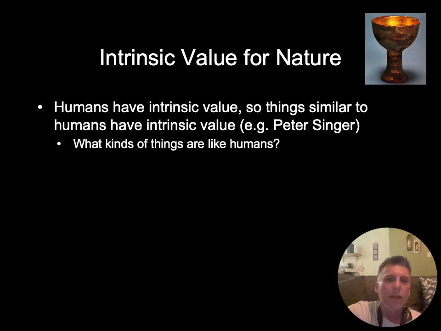So, for example, this idea that we're expanding our realm of what has value beyond humans. So we say, okay, what is it about humans that gives them intrinsic value? Peter Singer would argue that it's the idea of sentience, the idea that they can feel pain. So if we can come up with other animals that feel pain, then that's our cutoff, and those are the things that we hold to have intrinsic value. So we have to ask ourselves, what kinds of things are like humans in that sense?